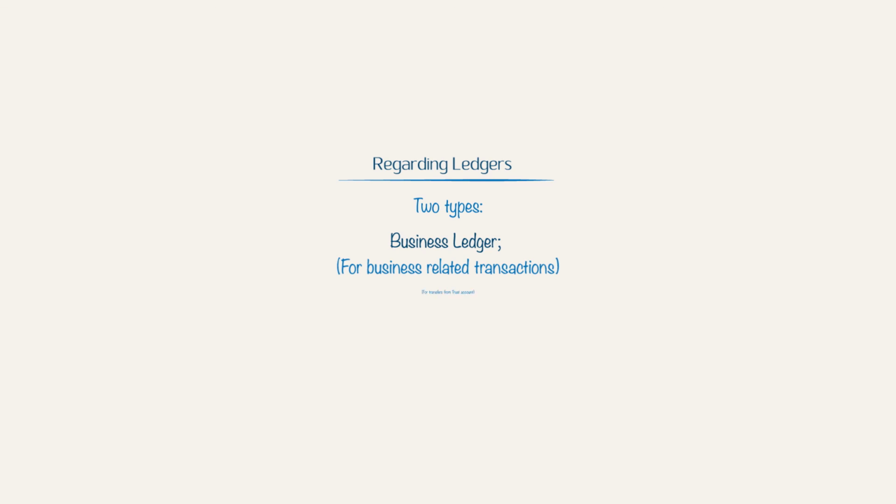Furthermore, it is important to know that there are two types of ledgers. Firstly, the business ledger, which is for business-related transactions and also for the transfers from the trust account. Secondly, we have the trust ledger for the firm's client matters.